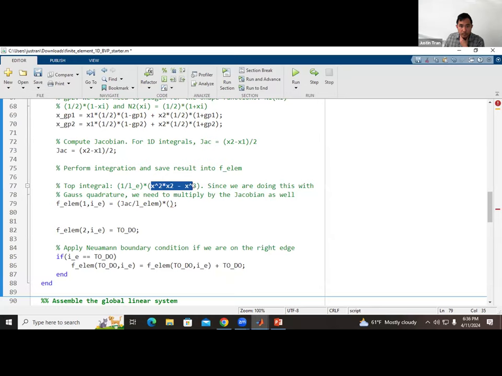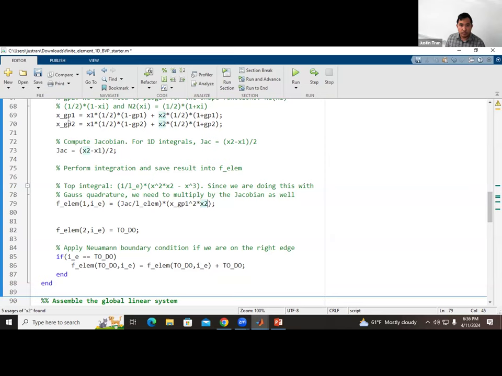We need to do this twice, since we're doing a two-point rule. Everything here we need to evaluate at Gauss point one and at Gauss point two. So let's evaluate everything at Gauss point one first. Gauss point one is going to be x GP one, which is what we just computed up here, squared. And then we multiply this by x two.